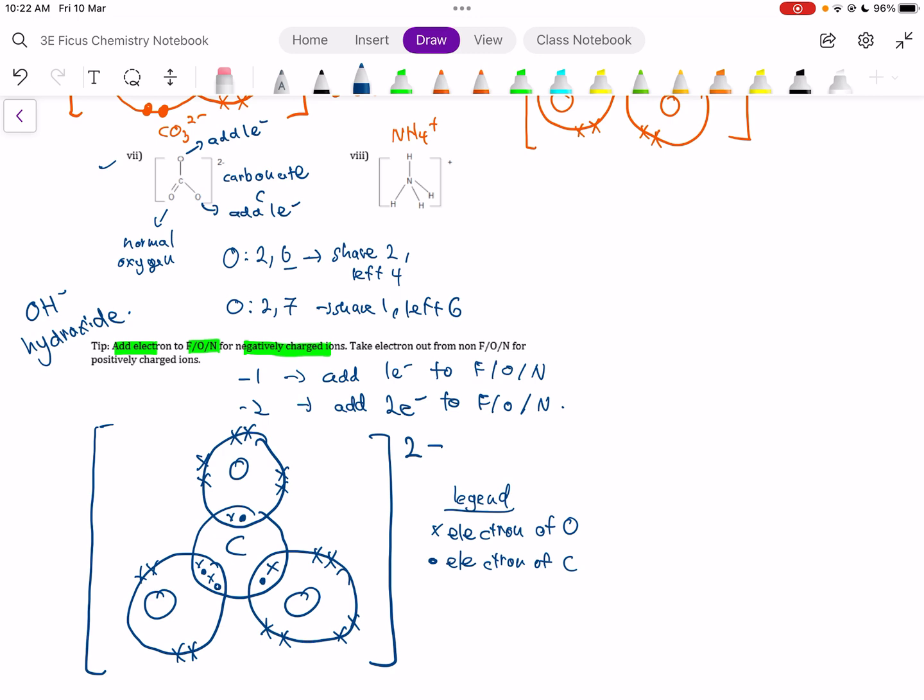Okay, let's look at ammonium. Okay, probably you won't get this. This is like the toughest of the 4. Okay, just for exposure's sake. Okay, so this one is positive. You notice it's positive for the first time.